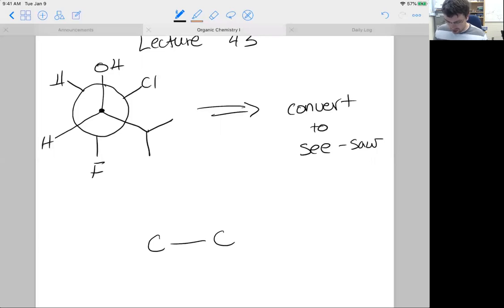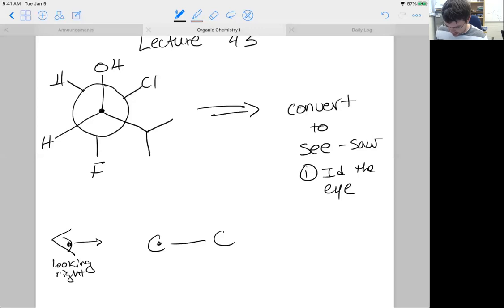What we first want to do is identify the eye. So, ID the eye. What direction are we going to look down? Just because I have some space over here, let's put our eye on the left side of our molecule and have it look from left to right. So we're looking right. That builds the foundation for drawing our seesaw structure, because now we have the dot, which is the first thing our eye runs into, and then the circle, the second thing our eye runs into.